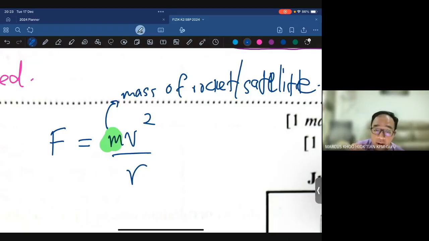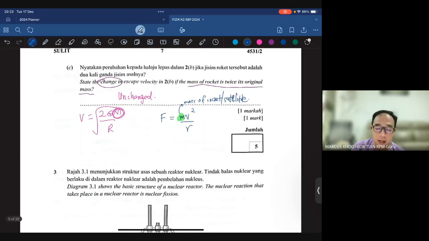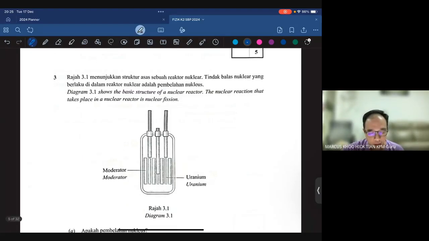So be very, very, very careful about this. There are 2 ways this question can be asked. But anyway, the answer for this is unchanged. All right, let's move on now.